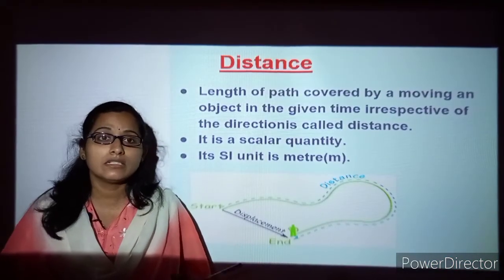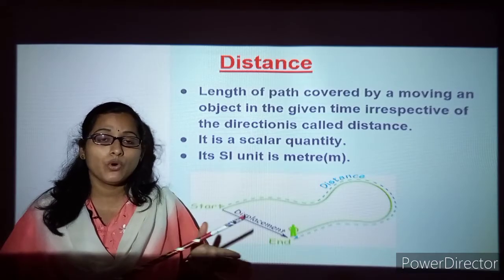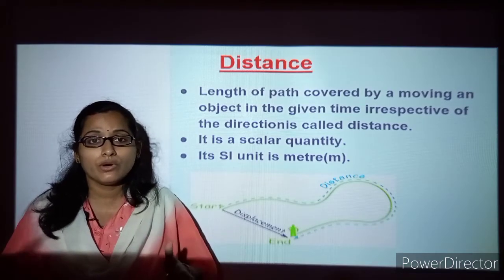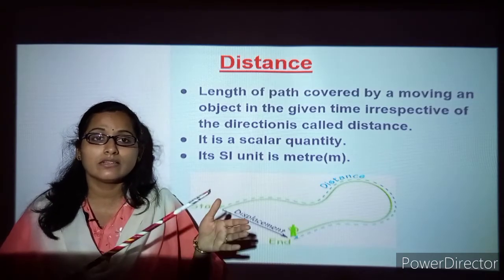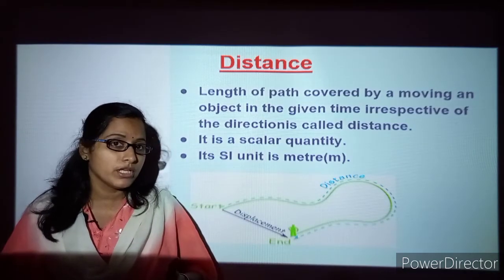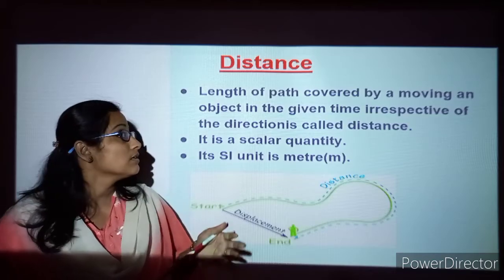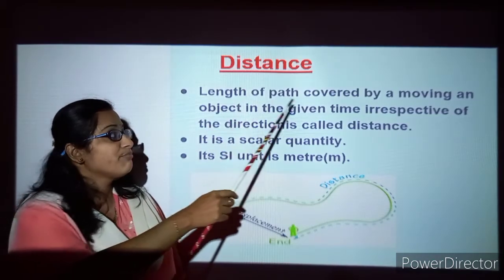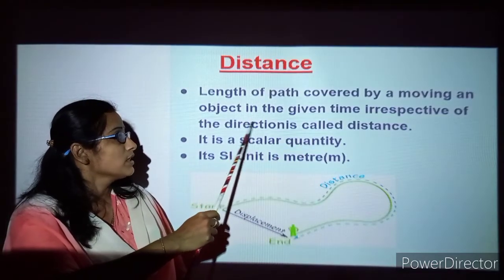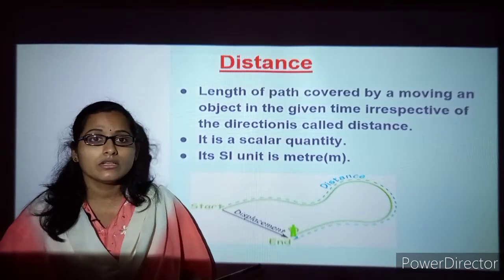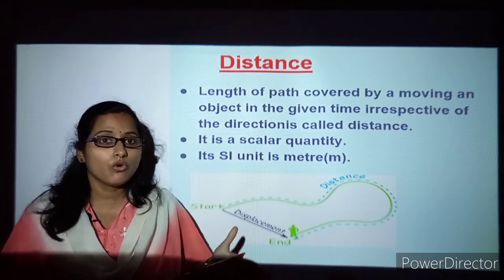So next, going to distance. So what is distance? If you stand at a point A and you need to go to a point B, say it is 10 meters. So that distance, that is from point A to point B, is known as the distance. So let's see here, the length of path covered by a moving object in a given time. So it is the path that is covered by a moving object.